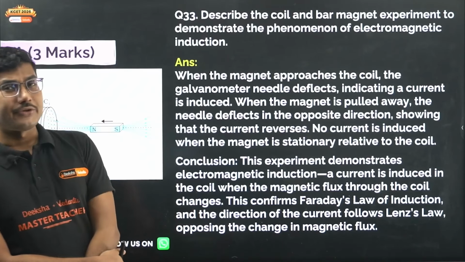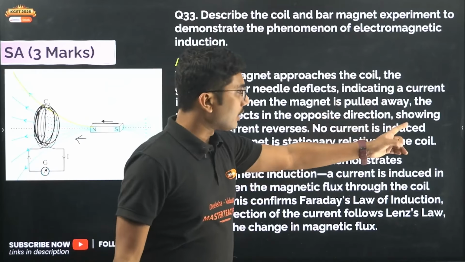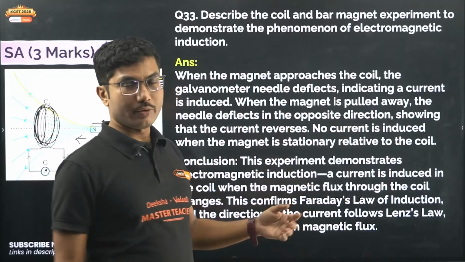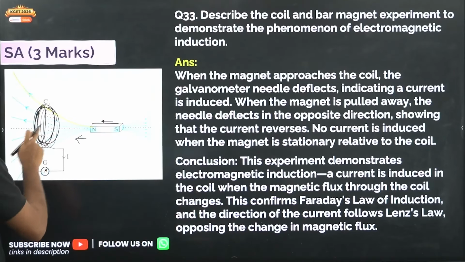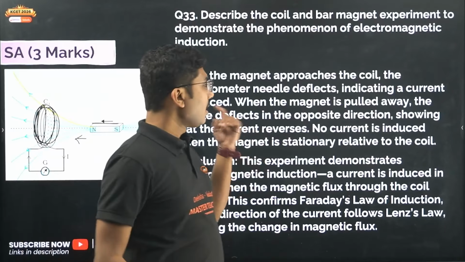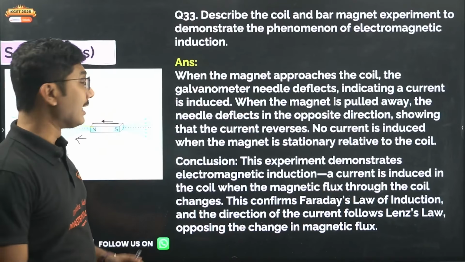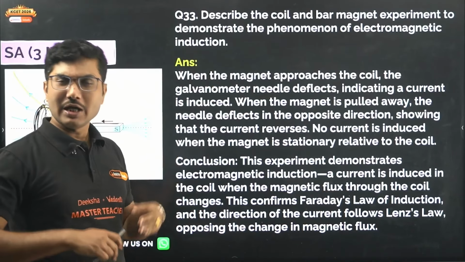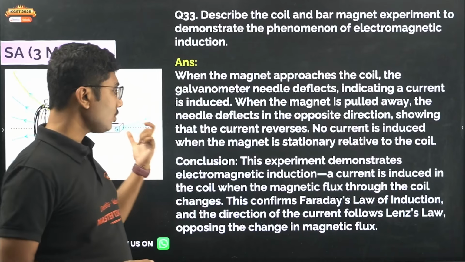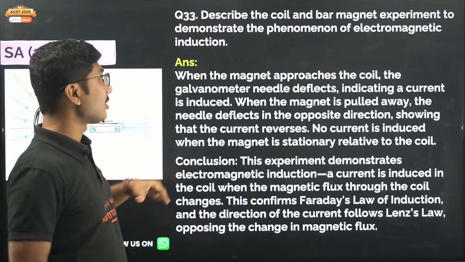So when you are moving this magnet in this direction, suppose the galvanometer needle deflects in this direction. When you are pulling it away, the needle will deflect in the opposite direction, showing that the current reverses. No current is induced when the magnet is stationary relative to the coil. So if you keep the magnet stationary, the induced current is 0. So what is the conclusion? Very important, because it's a 3-marker question, you have to write the conclusion as well.